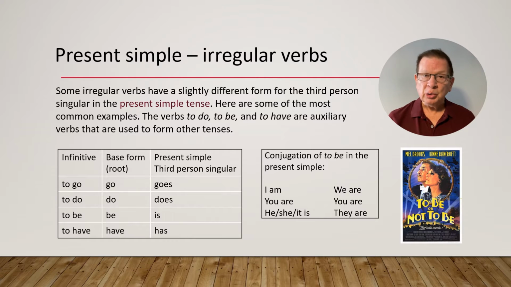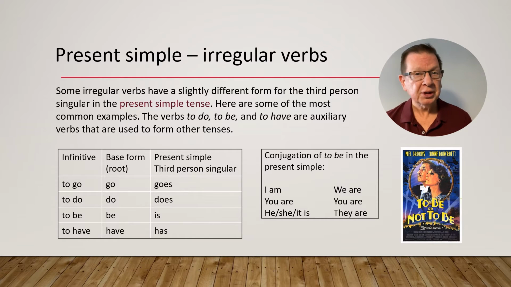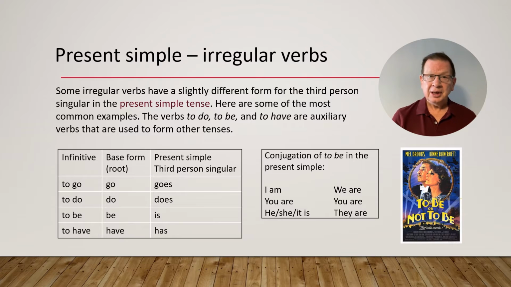Goes and does are only slightly irregular in that they add an es to the base instead of just an s. Also, it is worth pointing out that the vowels in these words, oe, are pronounced slightly differently in goes and does. The verbs to have and to be have even more irregular forms in the third person singular. In fact, the entire present simple tense of the verb to be is irregular. The conjugation is shown on the right. I am, you are, he, she, it is, we are, you are, they are.